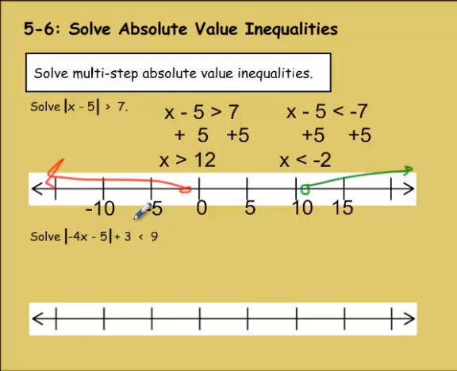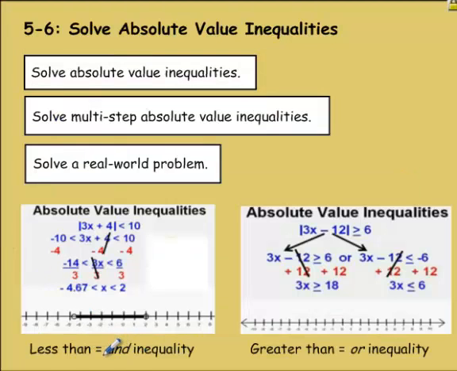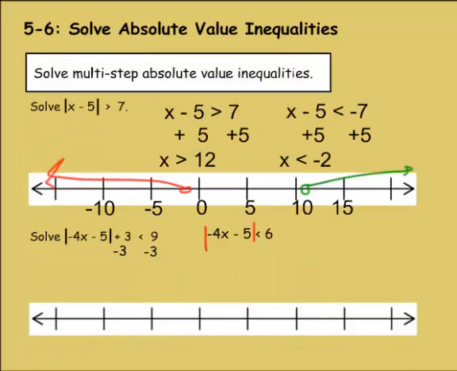We have the absolute value of negative 4x minus 5, plus 3 is less than 9. First things first, let's subtract the 3 from both sides. So minus 3, minus 3. So now we have the absolute value of negative 4x minus 5 is less than 6. And remember, when it's less than, it turns into an AND inequality. So we have to say negative 4x minus 5 needs to be greater than negative 6, and then negative 4x minus 5 needs to be smaller than positive 6. It needs to be between those two numbers.